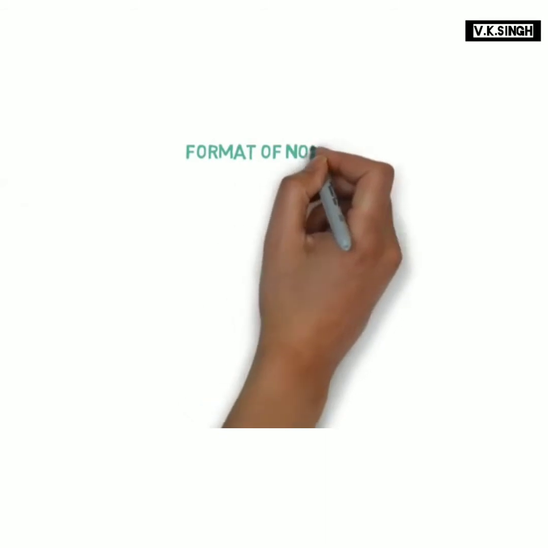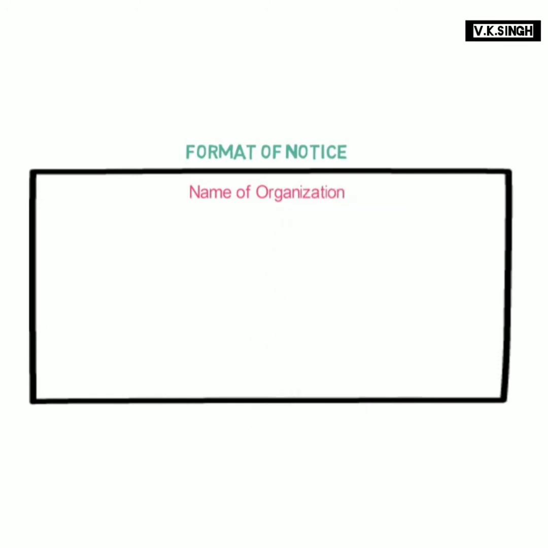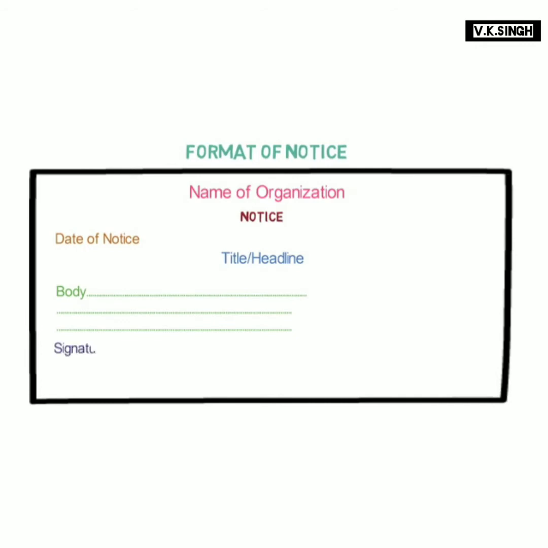Let's look into the format of notice writing. A rectangular box needs to be created where we are going to write the notice. In that box, in the top middle portion, the name of the organization which is issuing the notice must be written. Then right below it, the word notice needs to be written. Then on the left hand side, write the date on which the notice is issued. Then below it, in the middle, write the title of the notice. Then below it, the body of the notice comes. And after the body is completed, the signature, name and designation of the issuing authority comes. So this is the exact format.